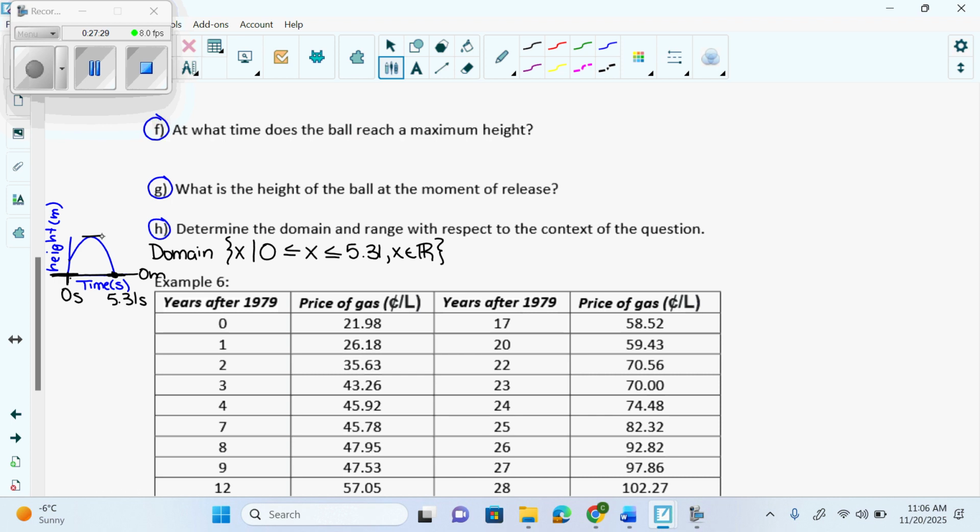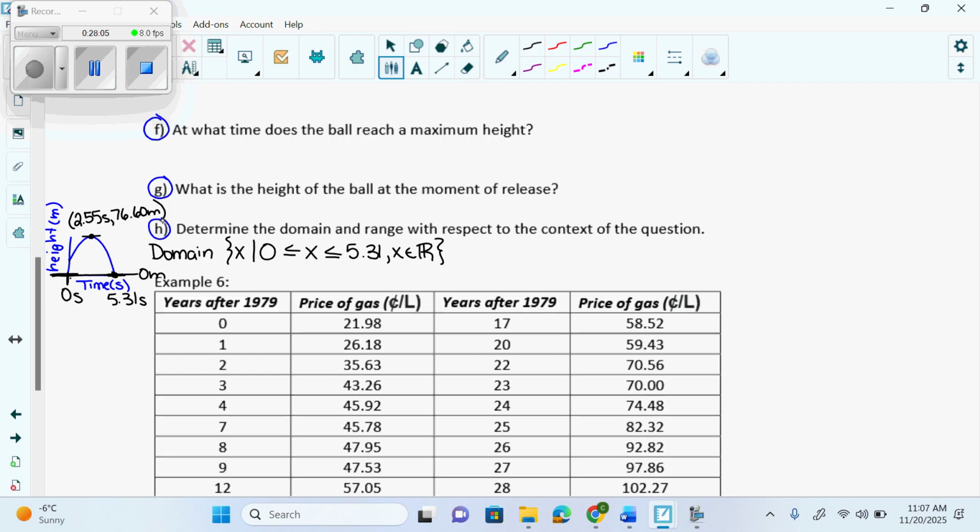So let's go do it again. Second trace max, number 4. Second trace maximum, let's all do it. So I need to be on the left side of the maximum, hit enter, be on the right side of the maximum, hit enter, and then guess, I hit enter again. So this is 2.55 for x, which is seconds, comma, 76.60 meters. You see that? So what's the highest it goes?